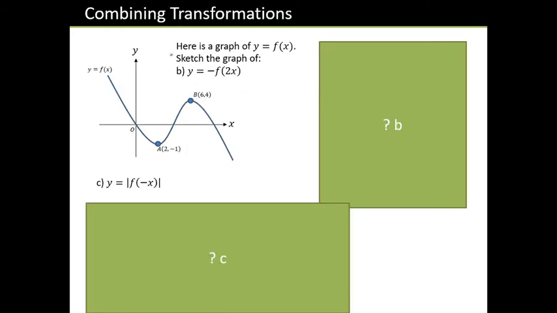How about these two examples here? You might want to pause and have a quick think about and go at these before you click play. Here is a graph of y equals f of x. Sketch the graph of y equals -f of 2x. Well, again, there's two things going on here. Firstly, we've got a negative of the function, which is going to make a reflection in the x-axis.